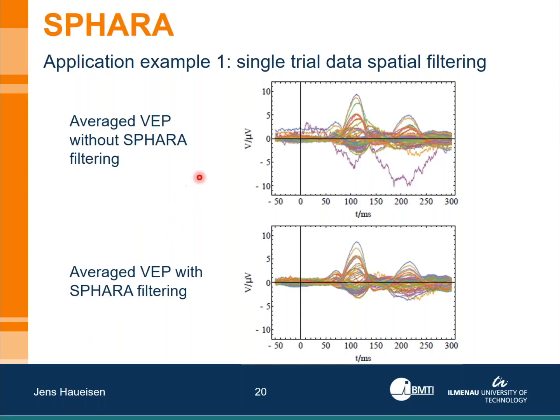And the same thing, we do the single trial spatial filtering and then average afterwards. And the result you see for the VEP is indicated for the subject here. So you see the more noisy data without SPHARA filtering, without spatial filtering, in the upper part, and with spatial filtering in the lower part. Consider there is no temporal filtering in this comparison. It's just spatial filtering, right? And you see also the change in the temporal properties.